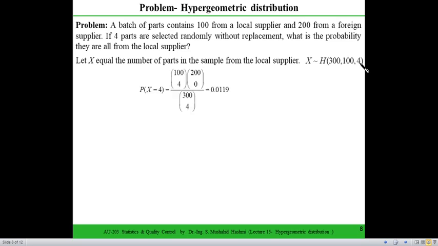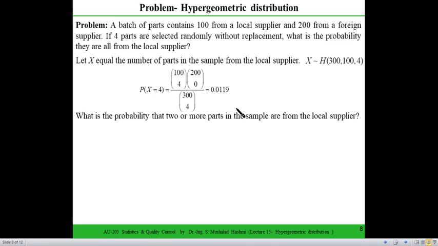The probability of getting exactly 4 would be 300 combination 4 in the denominator, and in the numerator, 100 choose 4 from the local supplier and 200 choose 0, since you are not picking any part from the foreign supplier. So the probability that in this box of 300 parts you pick 4 parts, and all 4 come from the local supplier, is 1.19%.